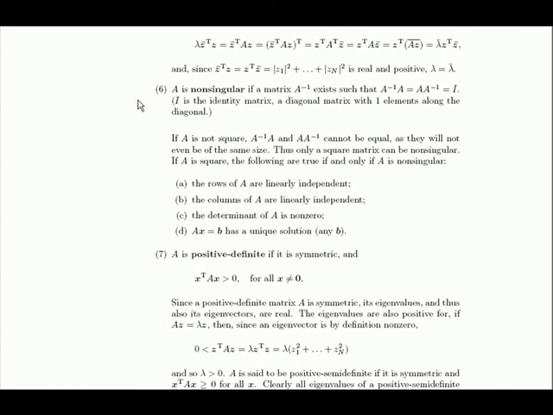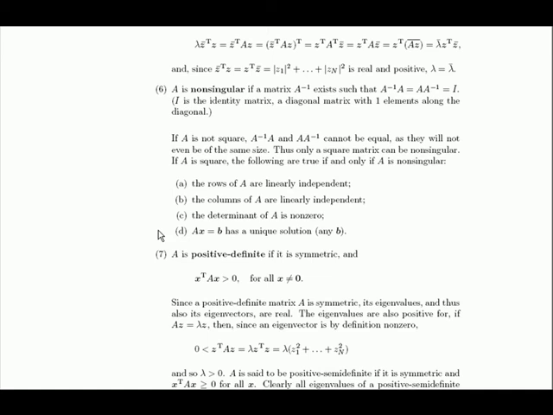A non-singular matrix is a matrix that has an inverse. That means, of course, that the matrix must be square, because non-square matrices can't have inverses. A square matrix will have an inverse if and only if the determinant is non-zero. A non-singular matrix is one in which the rows of A are all linearly independent, or equivalently, the columns of A are linearly independent.